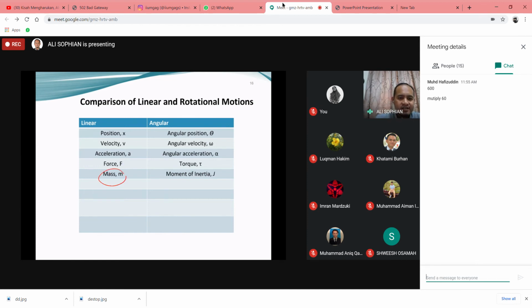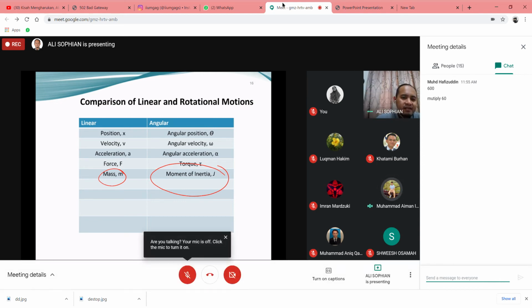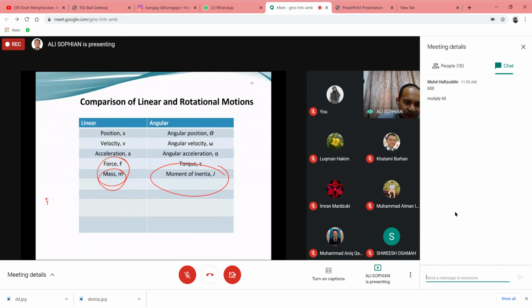The last one is the mass. For linear motion you have mass, and for angular you have moment of inertia, and the symbol for it is J. For example, what is the Newton equation for force? What is the relation between force and mass? Force equals mass times acceleration.